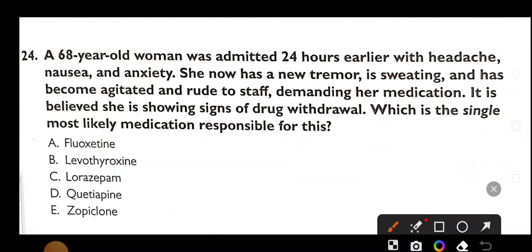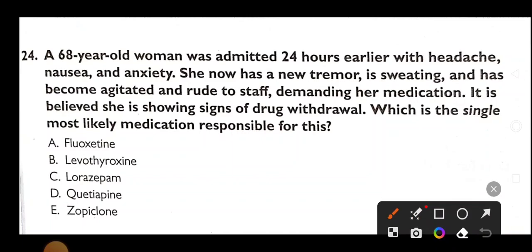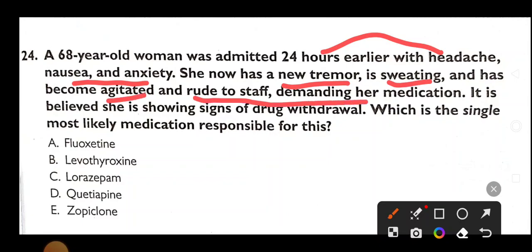Now move on to the next MCQ. A 68-year-old woman was admitted 24 hours earlier with headache, nausea and anxiety. She now has new tremors, sweating and has become agitated, rude to staff, demanding her medication. It is believed she is showing signs of drug withdrawal. Which is the single most likely medication responsible for this? Fluoxetine, levothyroxine, lorazepam, quetiapine, zopiclone.